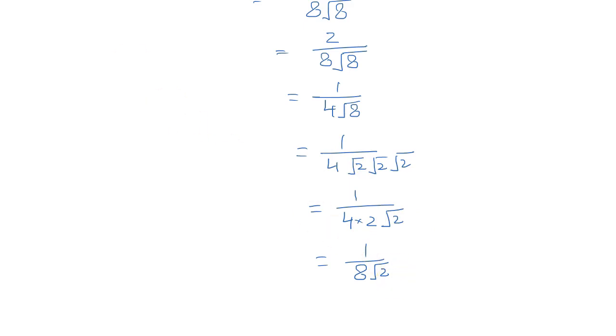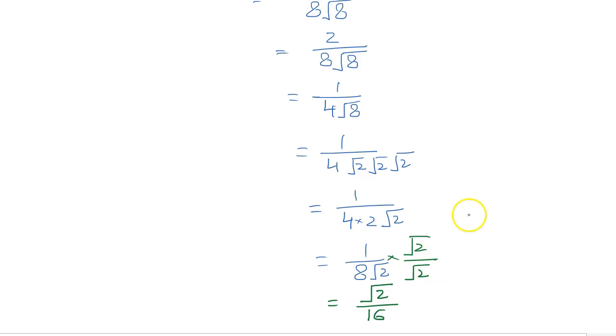We need root 2 in the numerator, so what we are going to do, we rationalize the denominator by multiplying and dividing by root 2. So this will be root 2 over 8 times 2, which is 16, so that is root 2 over 16. So this is a root 2 form.